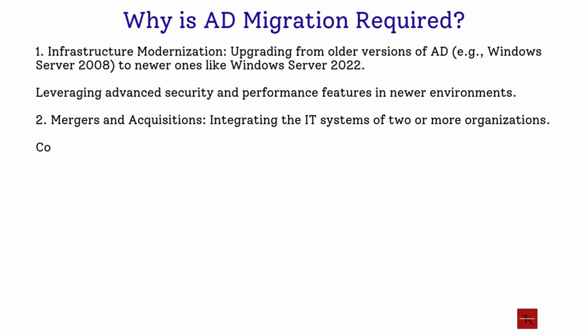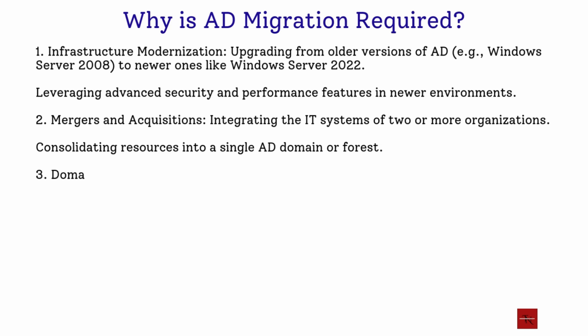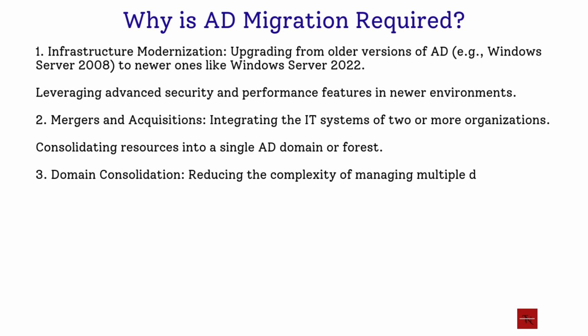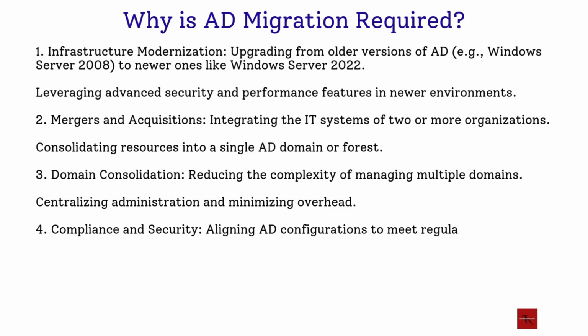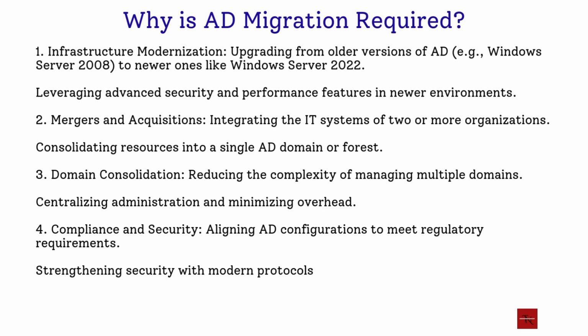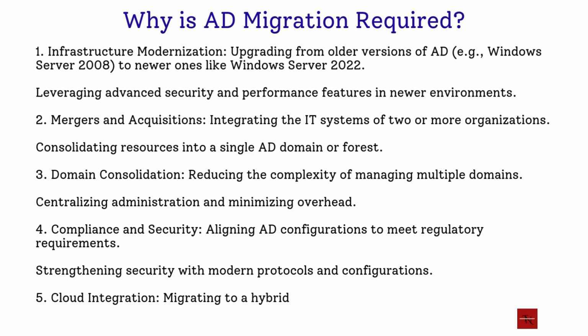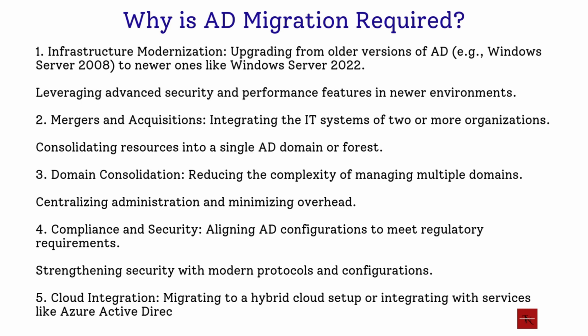Number two, mergers and acquisitions. Integrating the IT systems of two or more organizations, consolidating resources into a single Active Directory domain or forest. Number three, domain consolidation, reducing the complexity of managing multiple domains, centralizing administration and minimizing overhead. Number four, compliance and security, aligning Active Directory configurations to meet regulatory requirements, strengthening security with modern protocols and configurations. Number five, cloud integration, migrating to a hybrid cloud setup or integrating with services like Azure Active Directory.